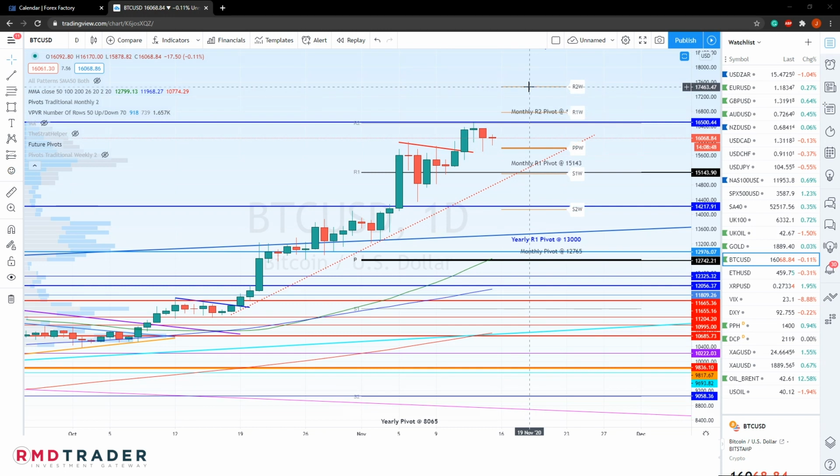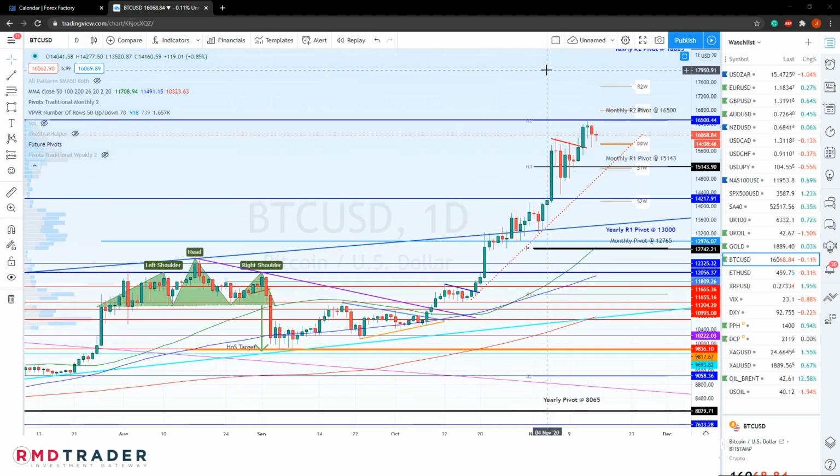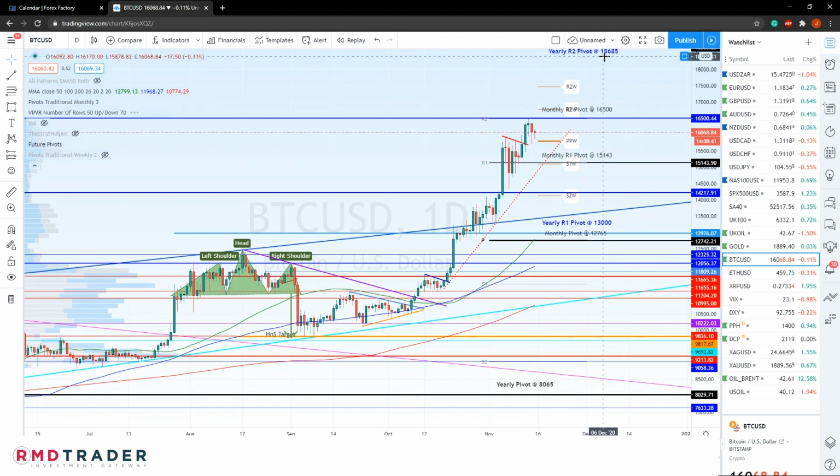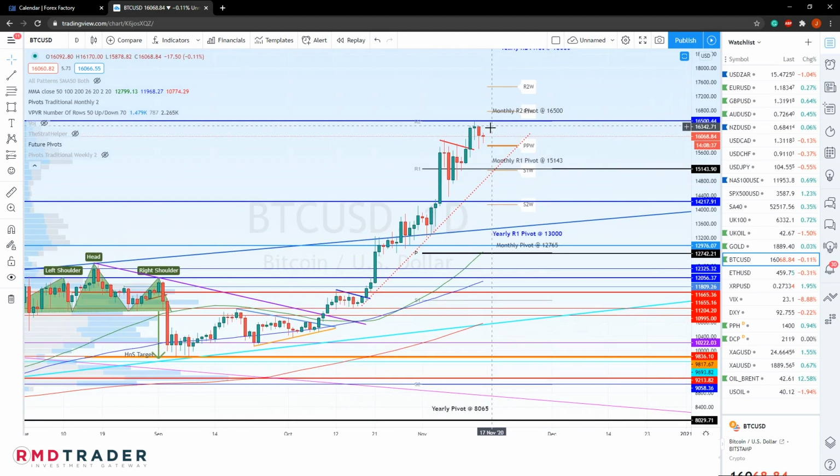And perhaps if price can get above that, I'll have to zoom out slightly. We can see we have another bullish target way up there at 18,685, and that is the yearly R2 pivot.